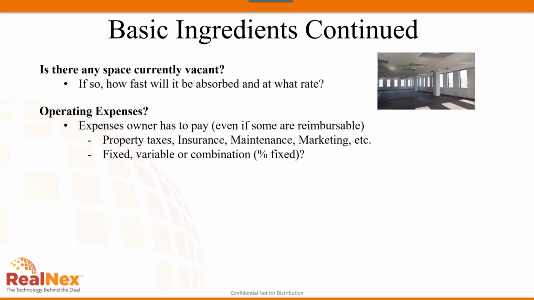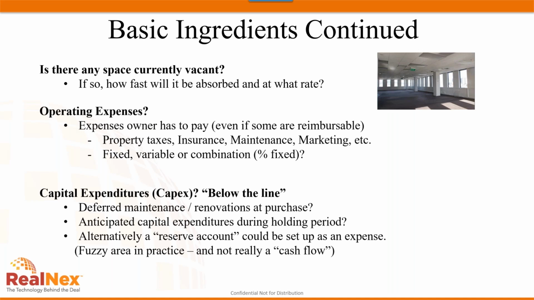A lot of ingredients here, but again, be sure to ask any questions if you have any on things. These are all, again, no matter what program you're doing for investment analysis or valuation, it's all the same inputs. We also have to ask if there's any space that's currently vacant, and if so, is it going to stay vacant? Hopefully not. So then how fast will it be absorbed and at what rate? So it's kind of like leasing space, but we're starting with the space being empty, and then projecting out how long it's going to take for it to be leased up.